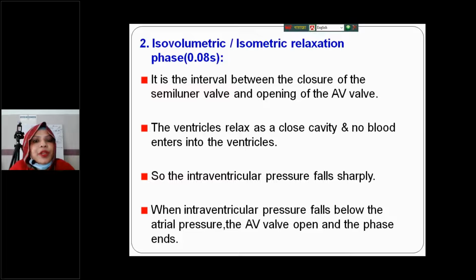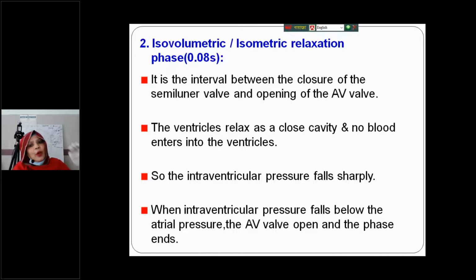Now, the isovolumetric or isometric relaxation phase. It is the interval between the closure of the semilunar valve and the opening of the AV valve. Now, the semilunar valve is closed. The AV valve now needs to open, because otherwise blood will not come into the right ventricle and left ventricle. The semilunar valve is now closed and the opening of the AV valve is occurring here. See here, the AV valve needs to open and the semilunar valve is already closed. Still now the AV valve is not open.